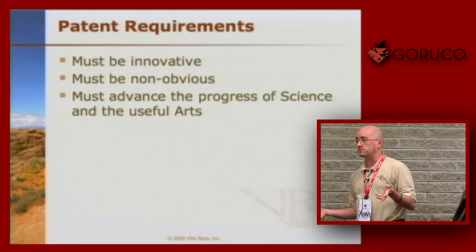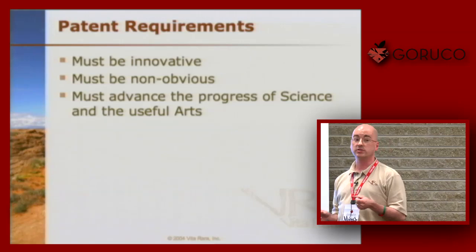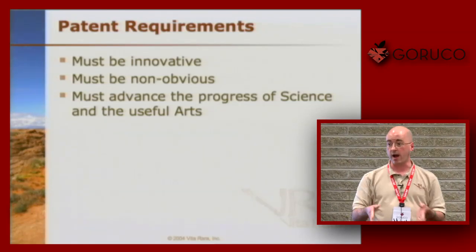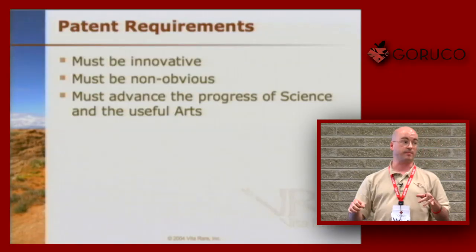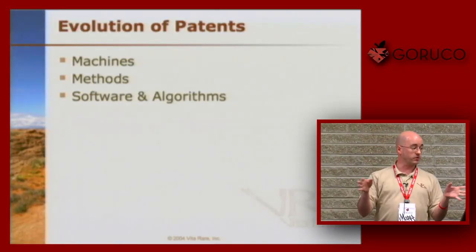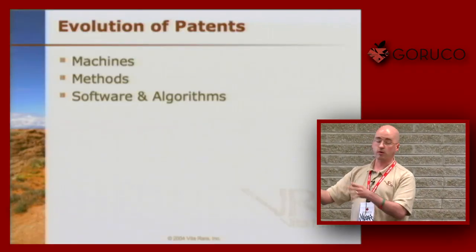Patent requirements. These things must be innovative, they must be non-obvious, they must advance the progress of science and the useful arts. That's what the law says, but in practical application, that is not what's happening today. So, we started with machines, we went to methods, and now software and algorithms.